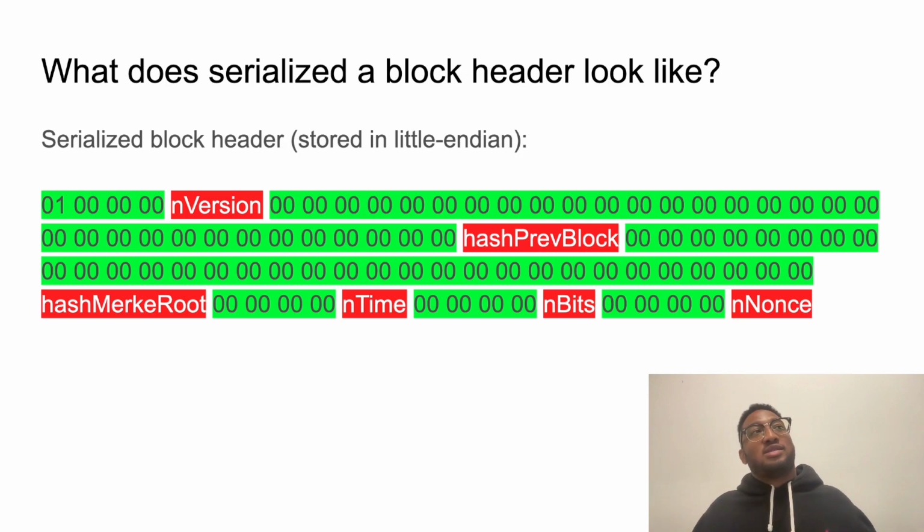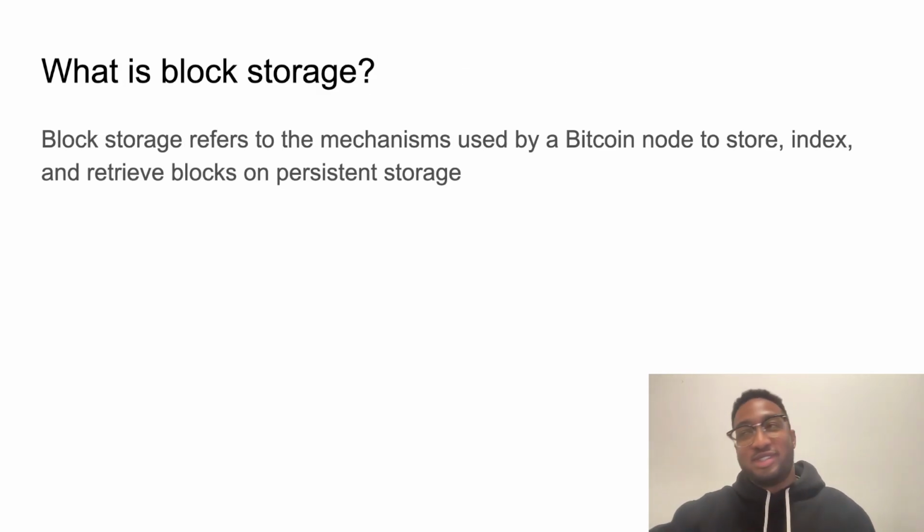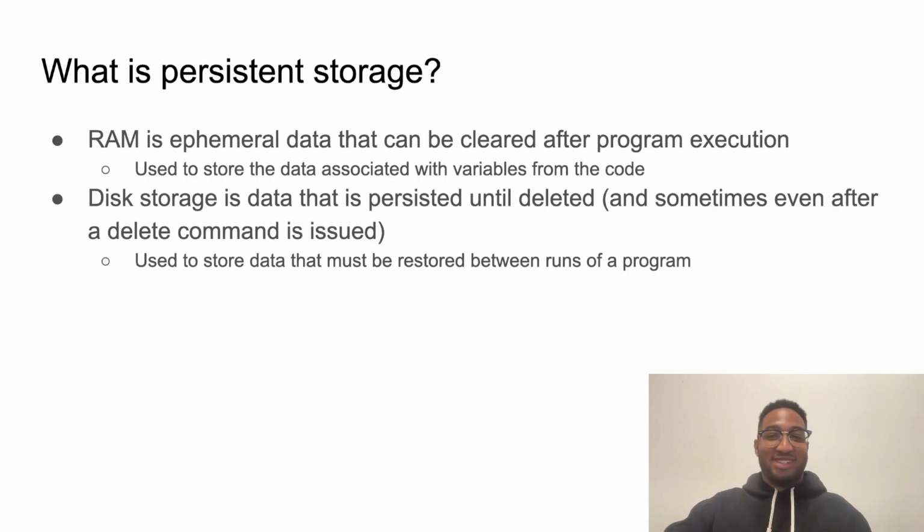So what does a serialized block header look like? I think I'll come back to this. So first, let's go into what block storage is. Block storage refers to the mechanisms used by a Bitcoin node to store, index, and retrieve blocks on persistent storage. Any questions? No? Okay, I see the thumbs up.